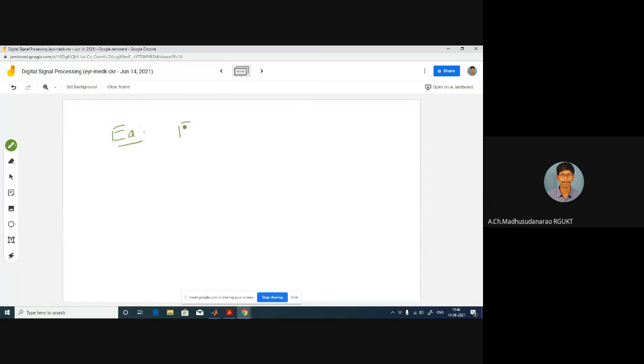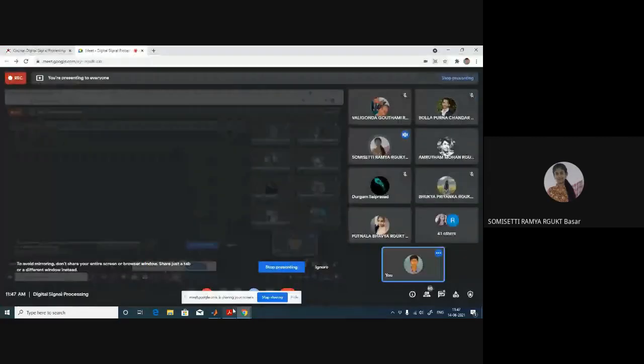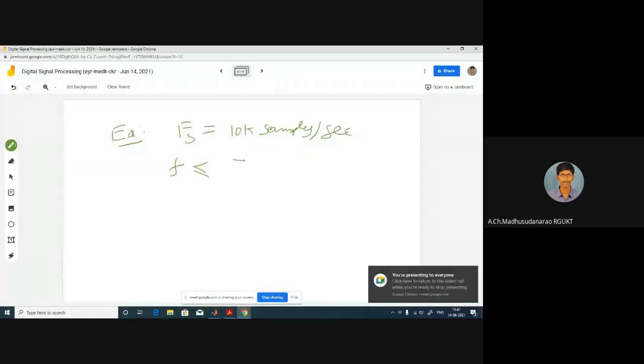For example, my sampling rate equals 10 kilo samples per second, 10,000 samples per second. Then what should be the analog frequency? Less than or equal to how much? Fs by 2, 5 kilohertz. Yes, that should be 5 kilohertz, right? Less than or equal to fs by 2. Up to 5 kilohertz I can allow. That's my claim for using that digital signal processor.